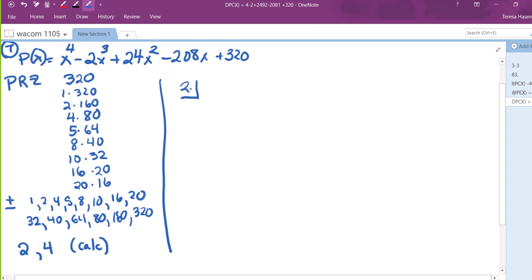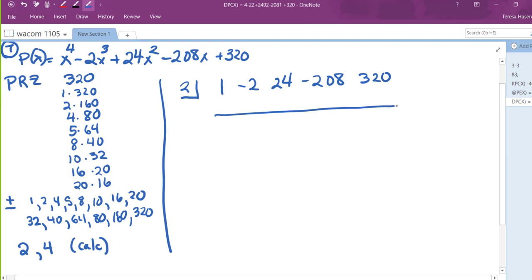So we'll use a 2 going into 1, -2, 24, -208, and 320. Draw your line, bring your first one down, and I should have written smaller there. All right, so 1 times 2 is 2, and this gives us 0. 0 times 2 is 0. 24. 24 times 2 is 48. And this gives us -160 times 2 gives us -320. And that gives us a 0, which is what we expected, right?